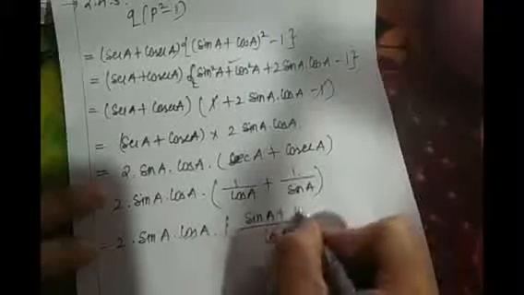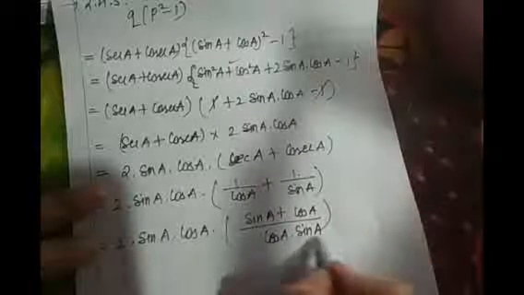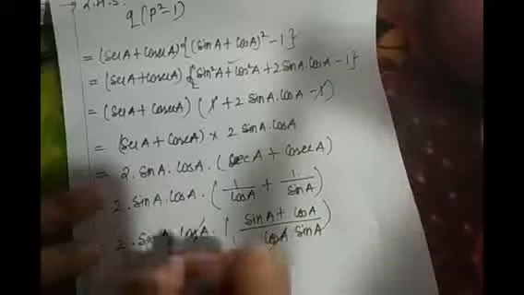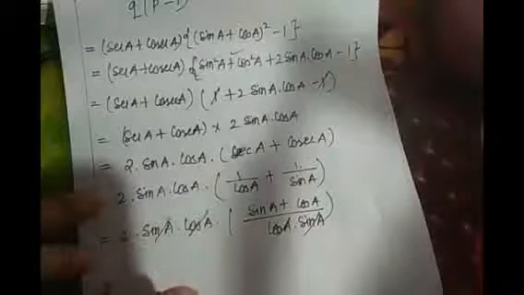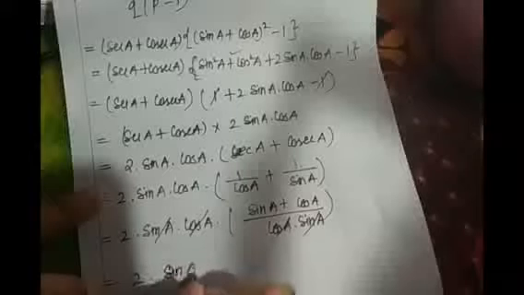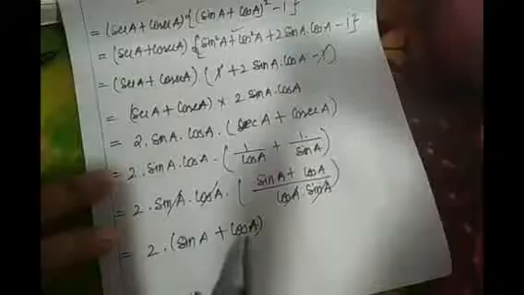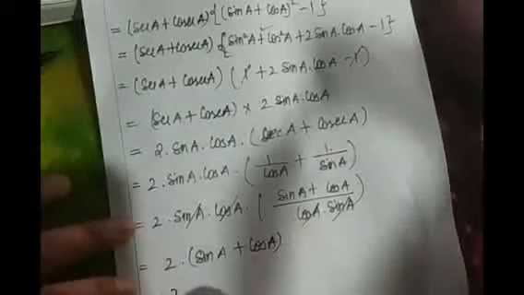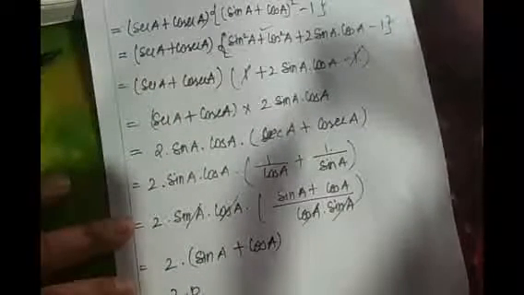Cos gets cancelled out, so it is sin, and then sin gone, this is cos. Since there is a multiplication sign in between, I can easily cancel cos and sin, numerator and denominator. We are left with 2 into sin A plus cos A. Put the bracket, don't forget the bracket. What was the value of sin A plus cos A? According to the question, sin A plus cos A is equal to P. So therefore, it is nothing but 2 into P, which is 2P, which is our right hand side. So hence we have proved. I hope you're clear with this.